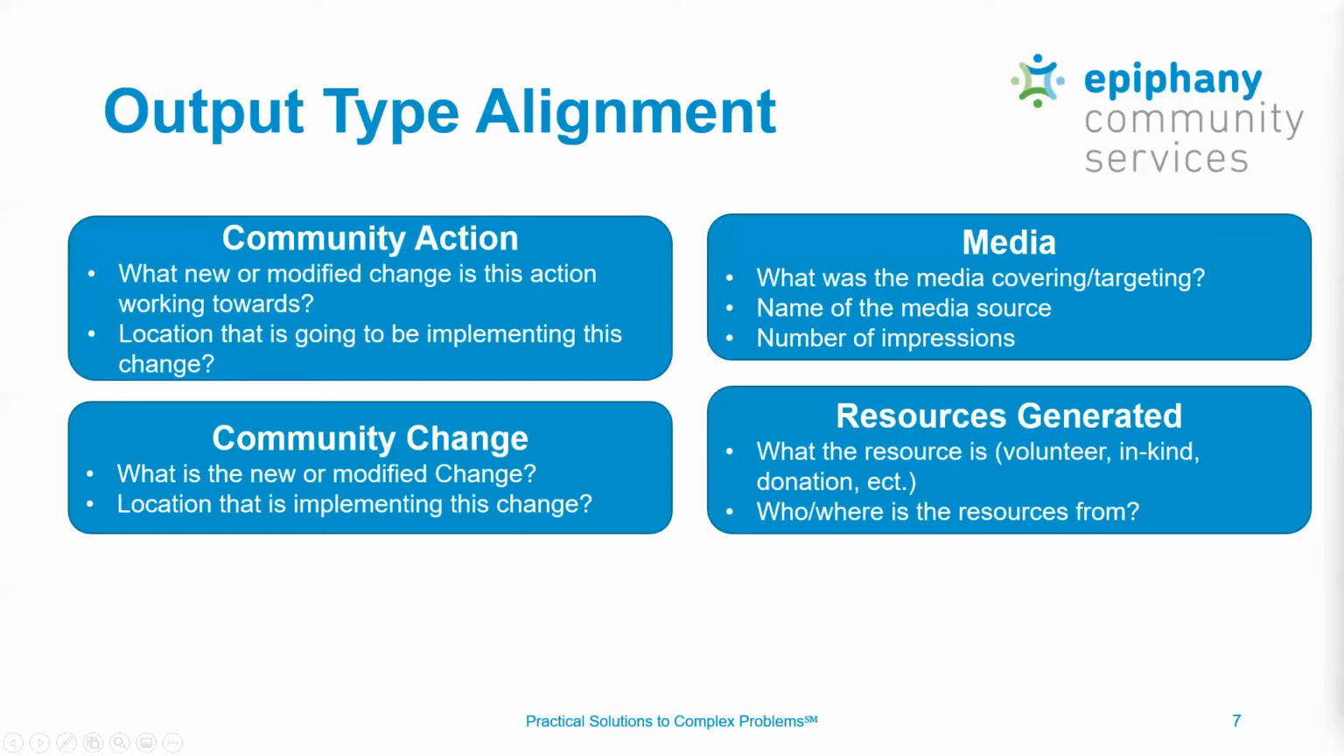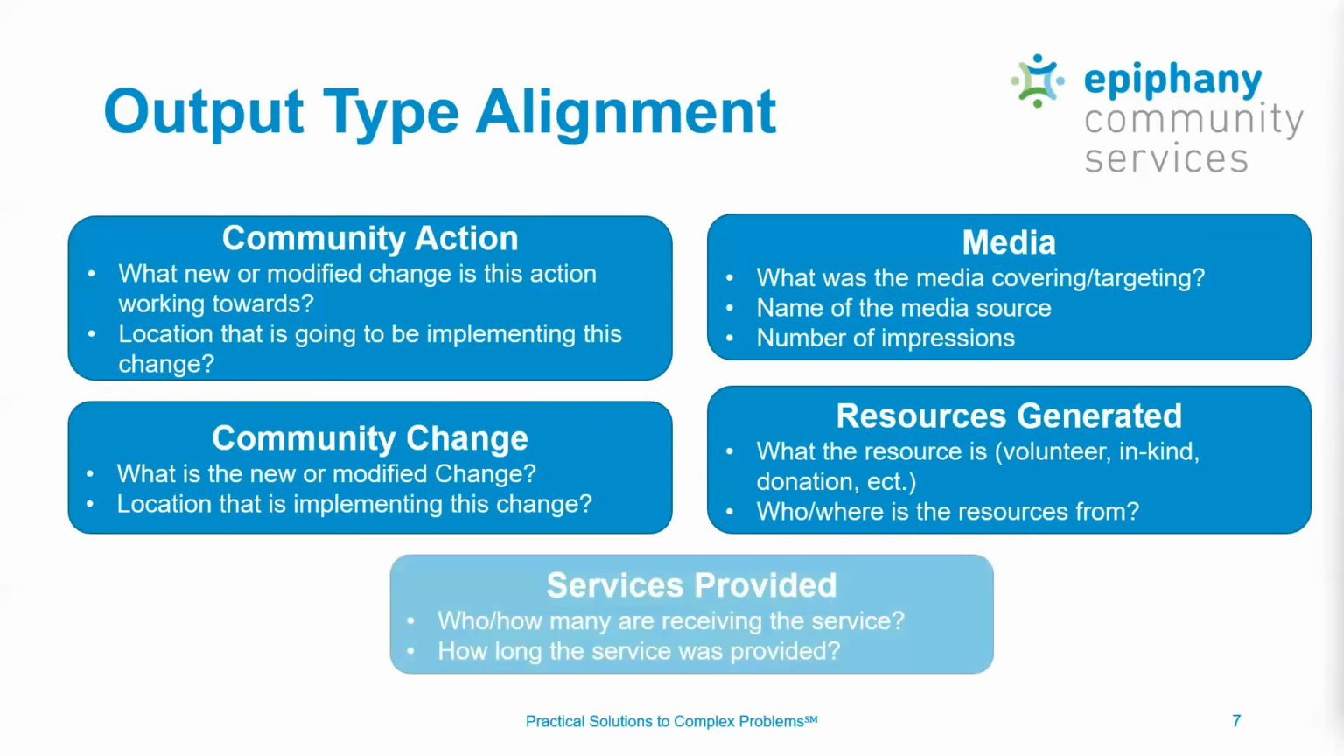So let's get into our last output type then. So let's refocus here. We have our last output type that we're aligning our description to, and that is services provided. And here again, we have just two more things we like to see in your description. First one being who or how many are receiving this service.